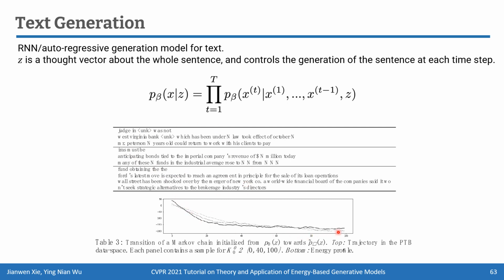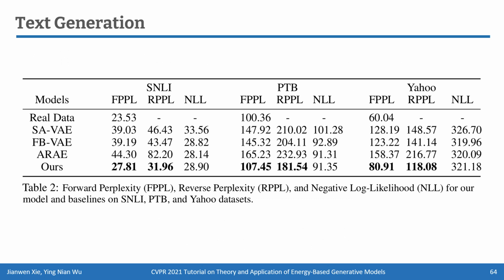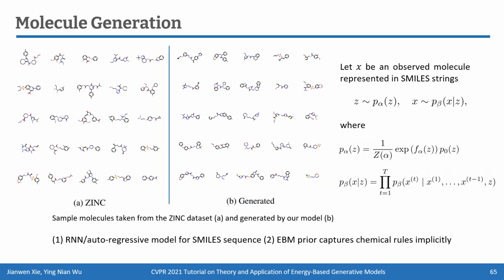And here we show the energy function, or energy value, over this short-run MCMC. And this method can generate high-quality sentences as measured by the perplexity or negative log likelihood or some other quantitative measures. And in fact, it can also be used for generating molecules or compounds. So here, each compound or molecule can be represented by a sequence called SMILES. It's a string. So we just treat this as a language model.